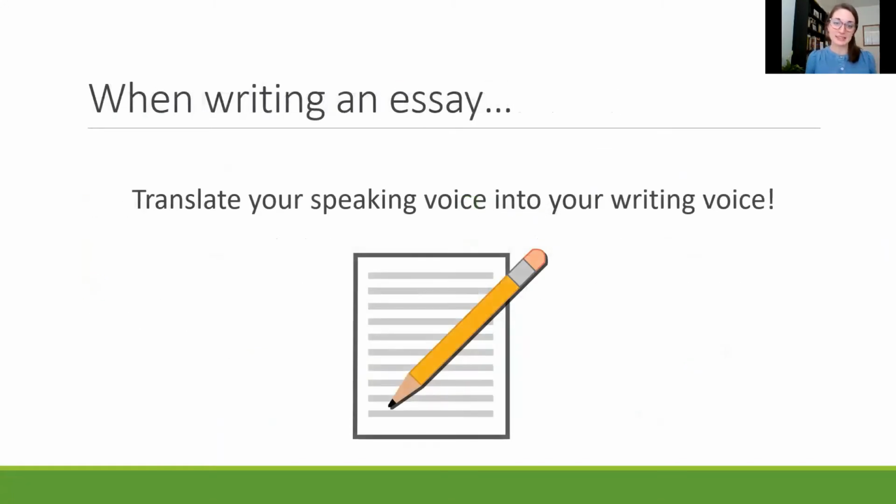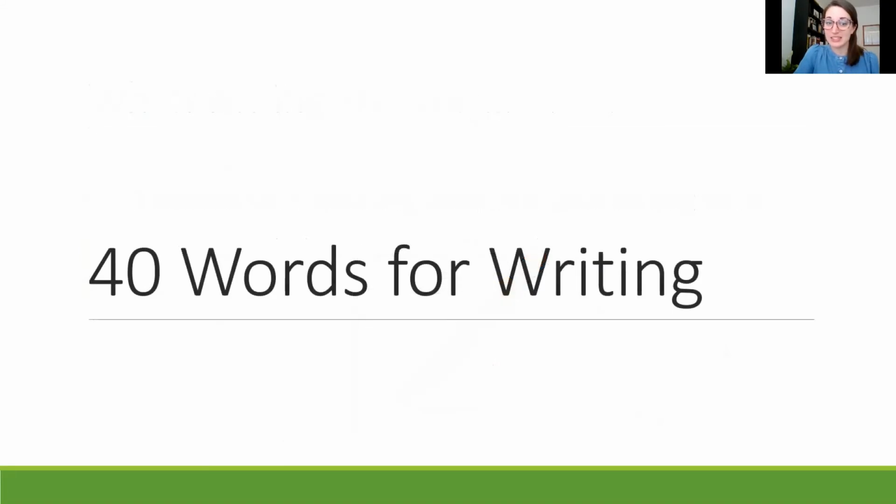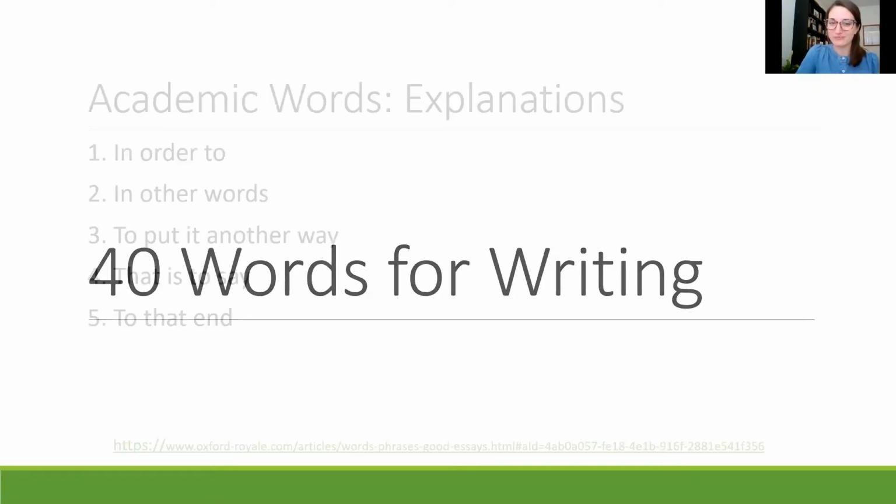So when you're writing an essay, the big thing, again, is going to be translating. You can use your speaking voice to think about ideas and to come up with things, but you need to have some tools to be able to turn that into your writing voice and make it sound a bit more formal. So one way we're going to do that today is by picking out some words for writing. Now, these are not an exhaustive list of words for writing, but they are really good tools to get you started and to get you into that formal writing voice.